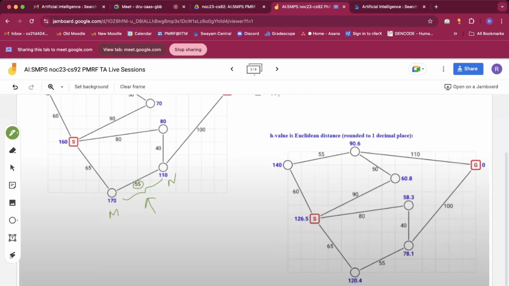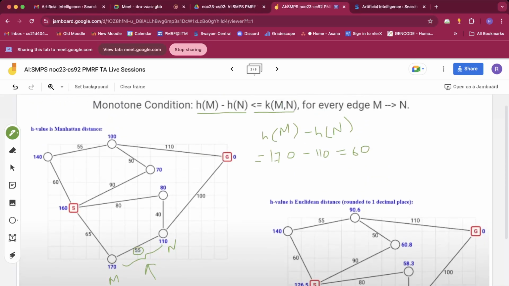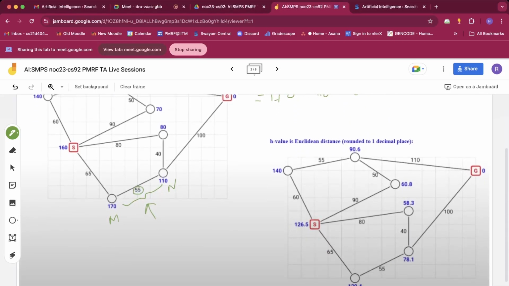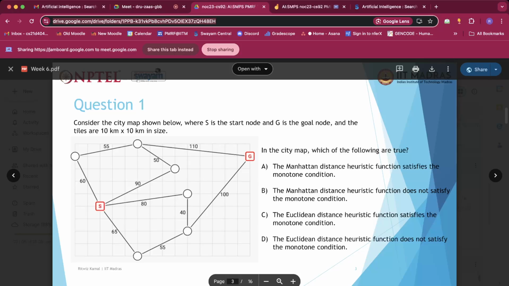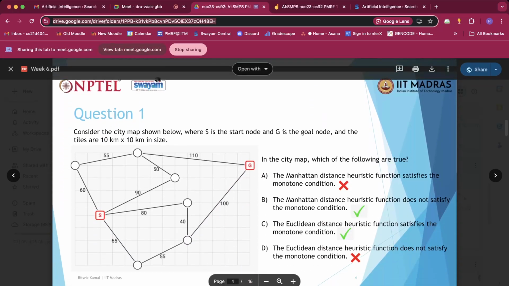Whereas if you look at the Euclidean distance, I'll leave it on screen over here for you to verify yourself, or convince yourselves. Now we can take different edges that you have over here, different pairs of nodes. You'll see that the monotone condition is maintained for each pair of nodes over here, right? So the correct answer is that monotone condition is not satisfied in case of Manhattan, but it is satisfied in case of Euclidean distance. Let's check our answer.